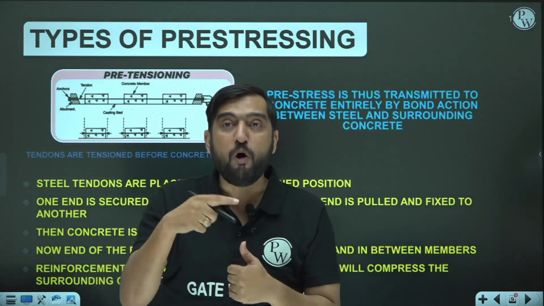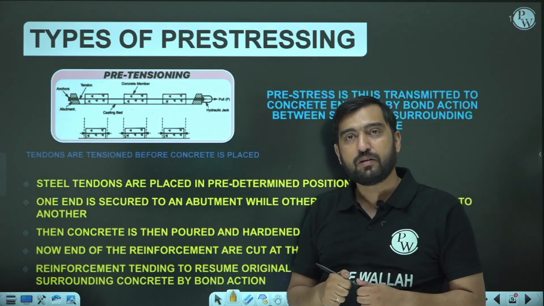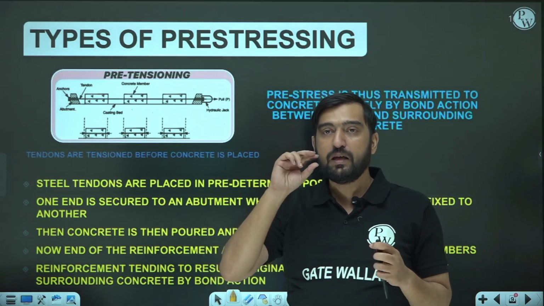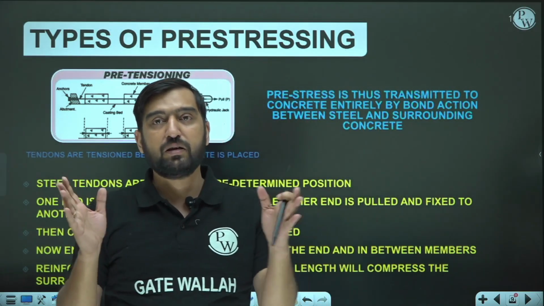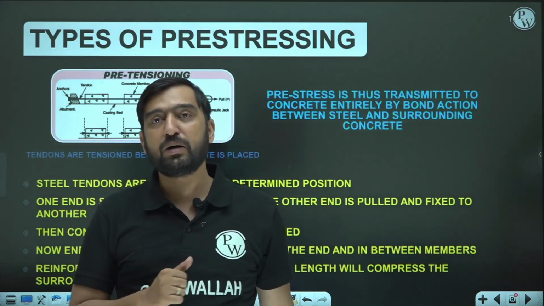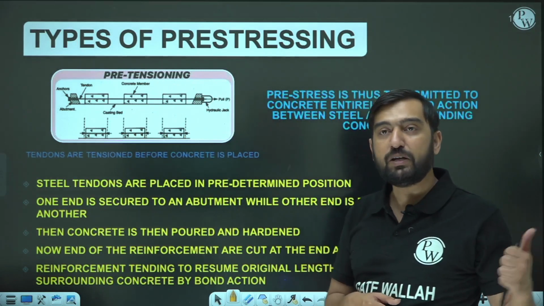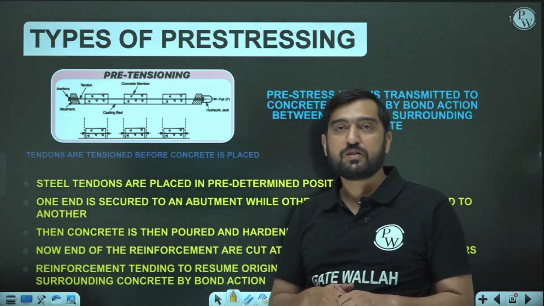And due to the bond action between steel and concrete, your concrete is also going to contract. But the question is, the bond strength of the concrete must be very, very high. Then only this uniform contraction with compatibility can occur. Okay, so that is the reason, dear, why we need high strength concrete in pre-tension pre-stress concrete.